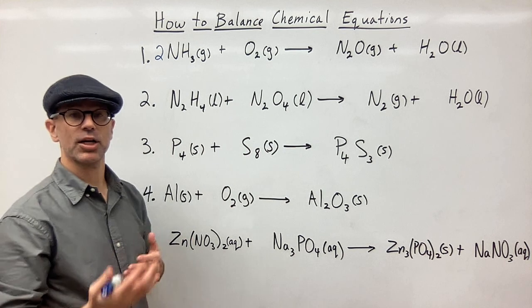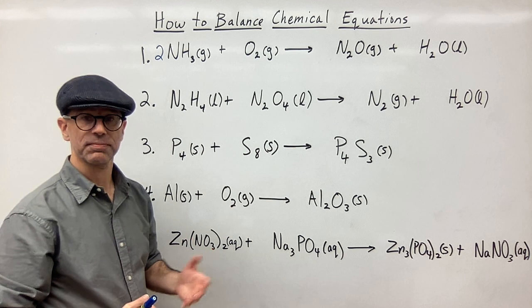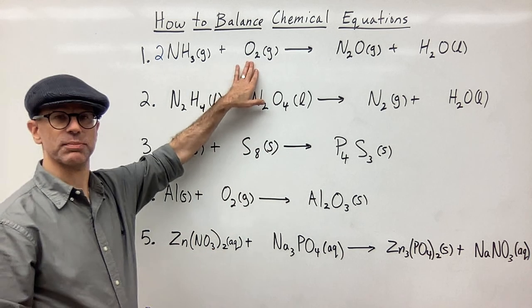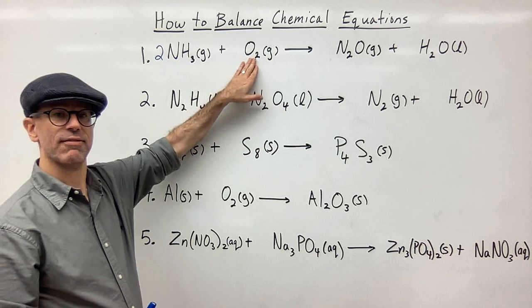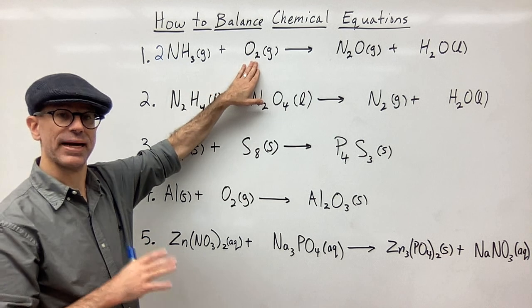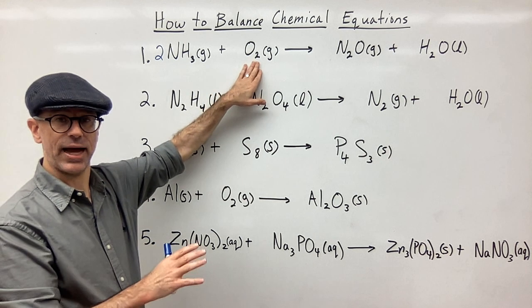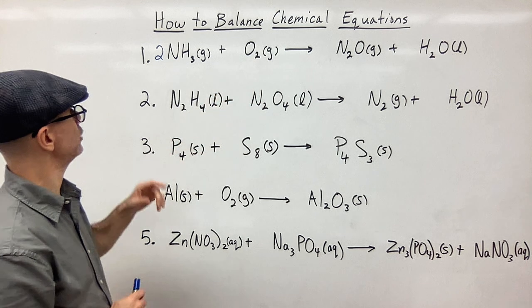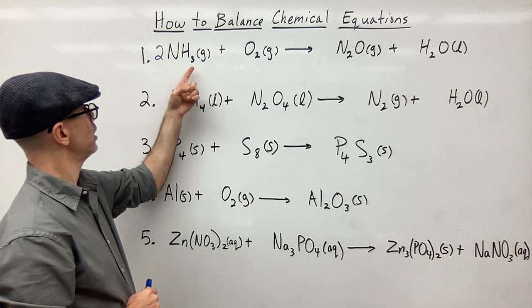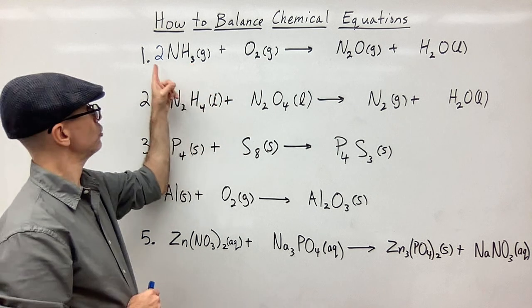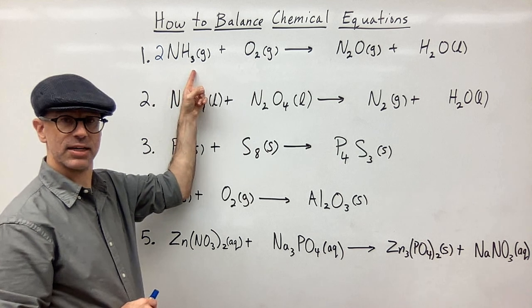Okay, now I'm going to go to hydrogen. Notice that I have oxygen by itself. So because I have oxygen as an element by itself, I'm going to save that to last. And so I'm going to go to hydrogen. So here I have 3 as a subscript. So 2 times 3 gives me 6.